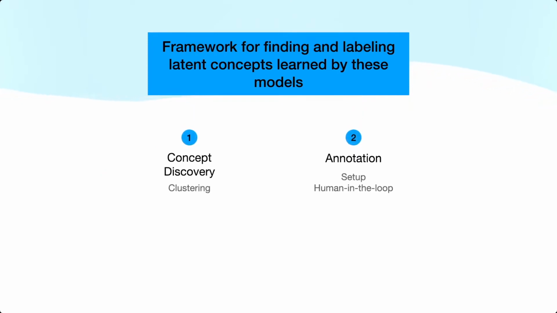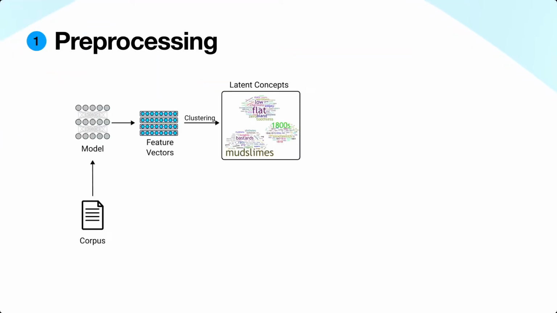The first step is pre-processing, which extracts the latent concepts by means of clustering, and the second step involves a human in the loop and is the annotation itself. Let us now look at each of these steps in some more detail. The pre-processing step first extracts features for a given corpus and then runs hierarchical clustering on the contextual embeddings to extract latent concepts learned by that model.